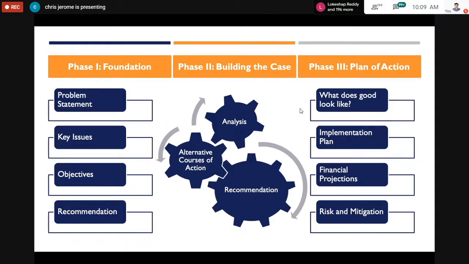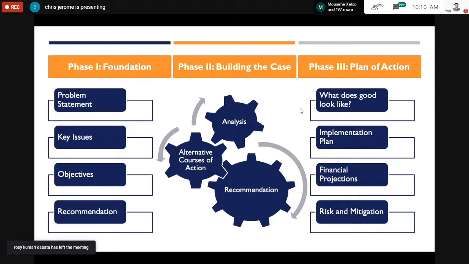And the second part of the foundation is identifying the key issues. So yes, we know that there's a problem, but we know that there's a problem only because it manifests itself in different ways. So there are many key issues. Listing all of those critical issues out makes it extremely easy for, one, the students to think about a solution, and two, the audience or teachers to be certain that the students have identified what the main issues are.